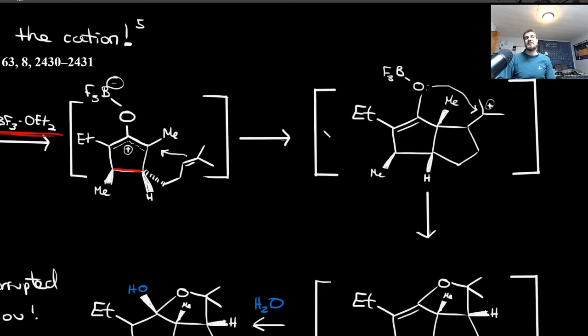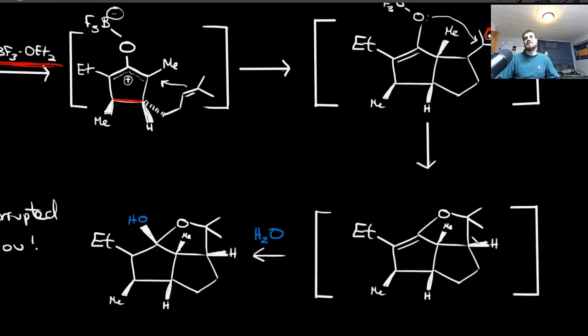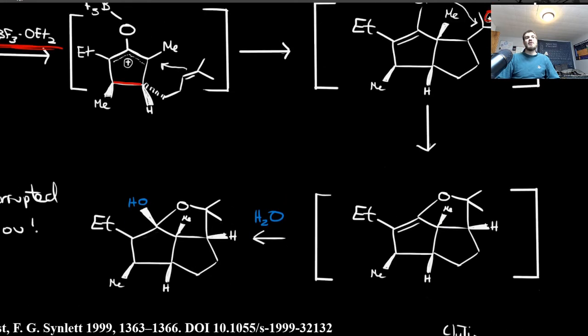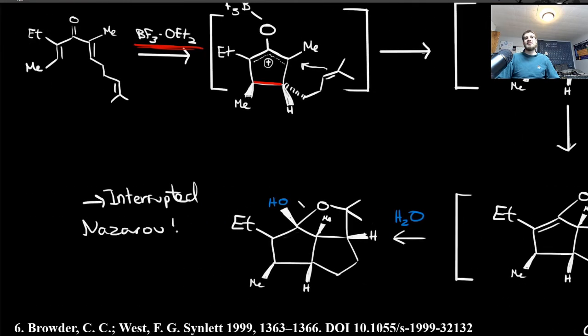In this case it attacked from downwards because you see the methyl is now upwards. And now you have this tertiary cation here. Your oxygen can attack it once more, lose the Lewis acid, and form another cycle. And now you have your alkene here. If you quench it with water, then you get this OH here, and you've created 3 cycles.